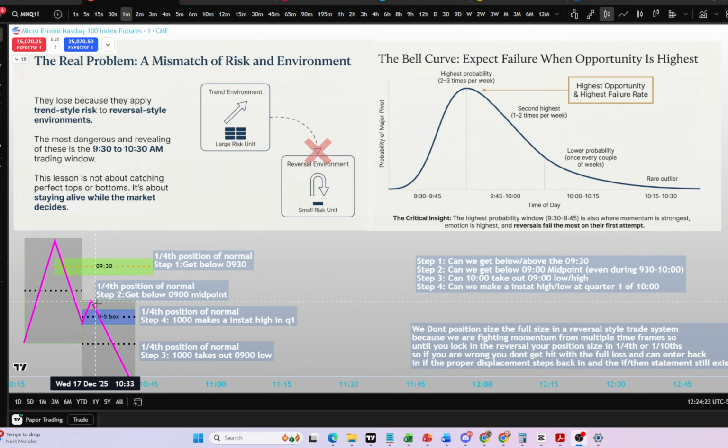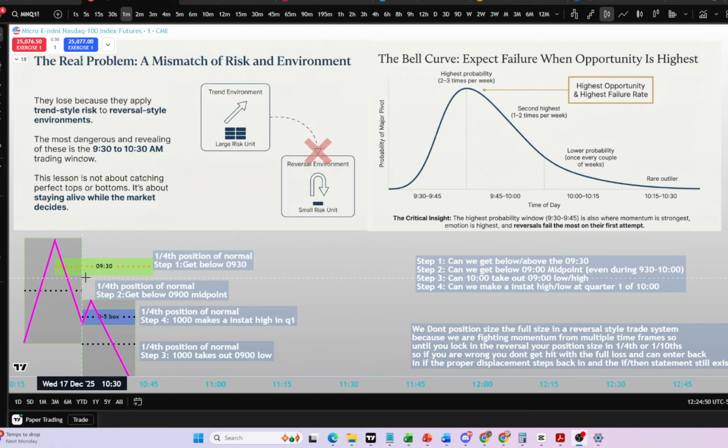Right? Step three, can 10 o'clock take out the 9 o'clock low? And step four, can we make one of those statistical highs that 10 o'clock is known for? Like if you haven't watched the video, me talking about statistical highs and lows in the hour, go rewatch it. But in the first 15 minutes, it's typical that we put in a higher low in that time, the first 15 minutes, and then we expect the Q4 of that 10 o'clock hour to put in the other side, right?